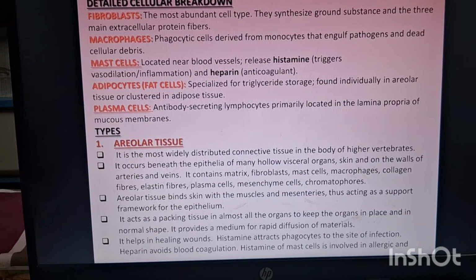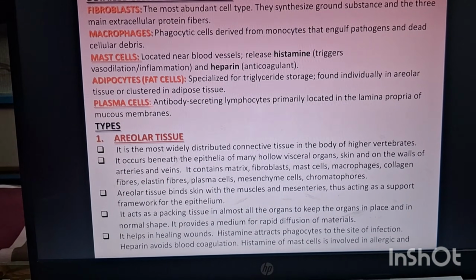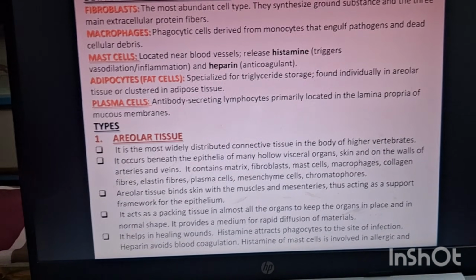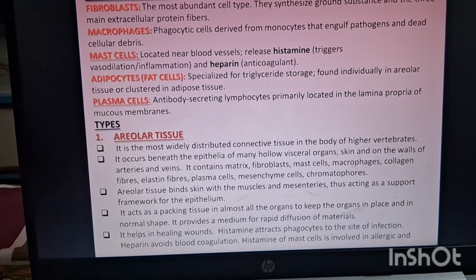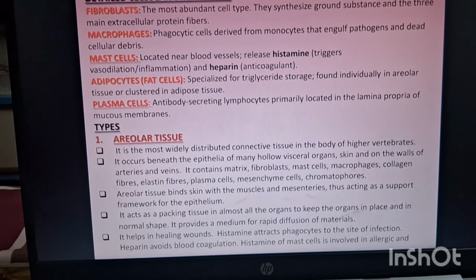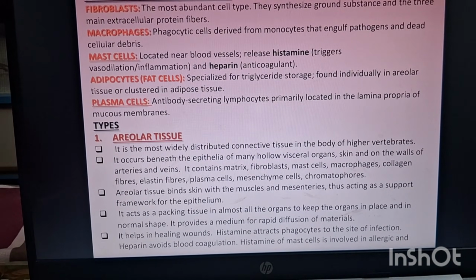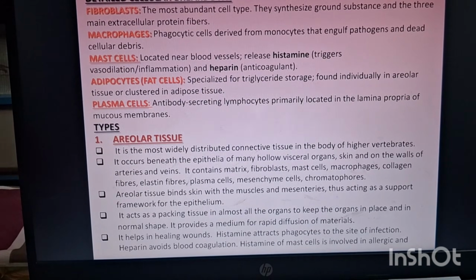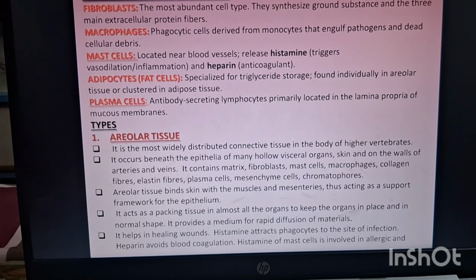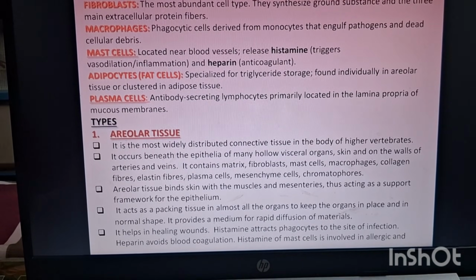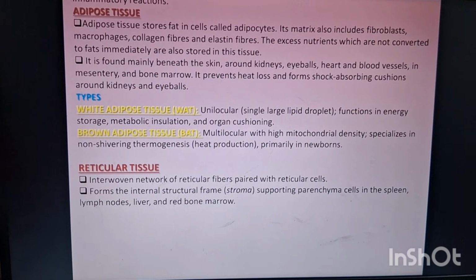Next, it acts as a packing tissue in almost all the organs to keep the organs in place and in normal shape. It provides a medium for rapid diffusion of materials. Next, it helps in the healing of wounds, and histamine attracts phagocytes to the site of infection. Heparin avoids blood coagulation, and histamine of mast cells is involved in allergic and inflammatory reactions.